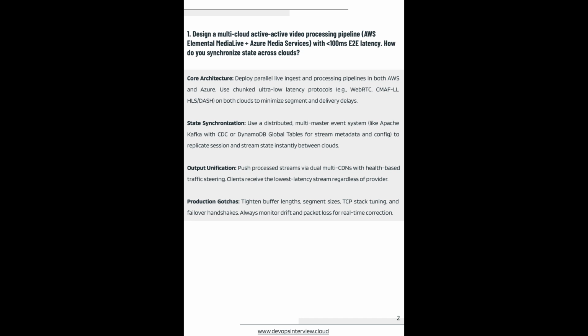Two, multi-master CDC state sync. Strength: enables that near-instant failover, keeps both sides perfectly up to date with bidirectional updates. Trade-off: you can run into tricky event ordering issues under extreme load, and you absolutely need solid logic to handle potential split-brain scenarios where the two clouds might momentarily disagree on the state before the sync catches up. That needs careful design. Sync power versus complexity and potential edge cases.